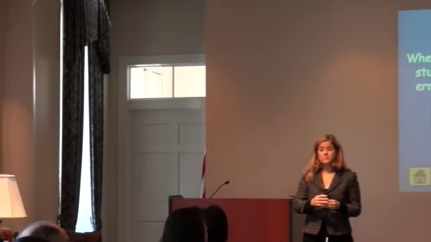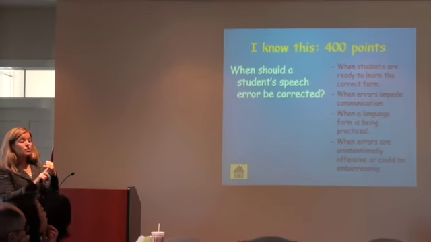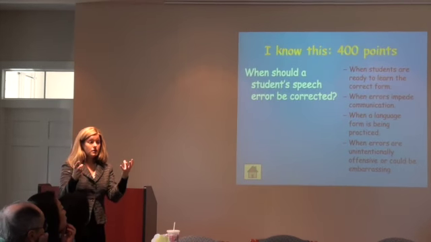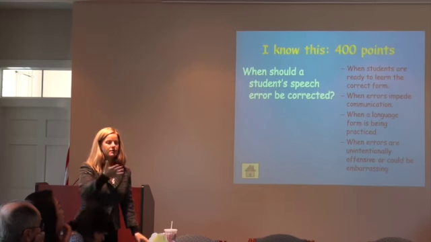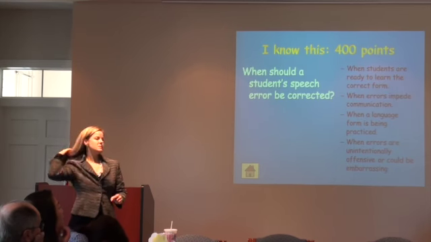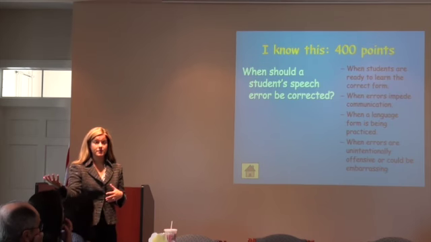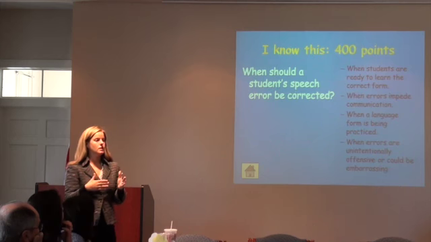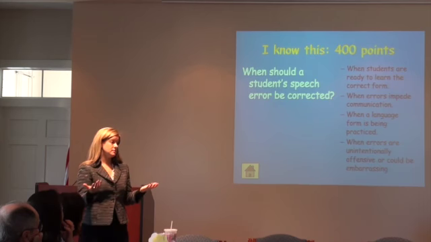And then, so a student makes an error while they're speaking. When should we correct that error? Okay? We want to correct that error when a student is ready to acquire that form. So in Spanish, and maybe you can come up with a different example in Chinese, but in Spanish, you have to learn the present tense before you can learn the past tense. It doesn't make sense to start with a complicated version of the past tense, the imperfect subjunctive, if the student hasn't mastered the present tense, right?